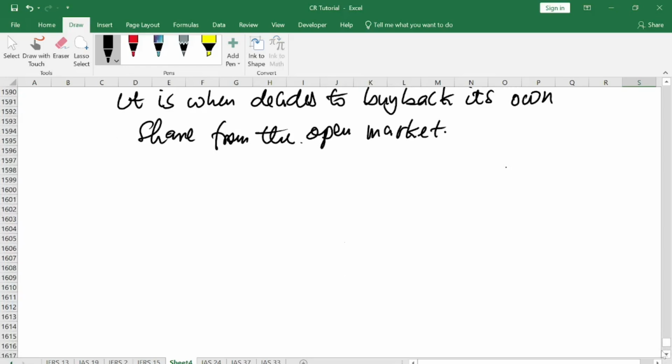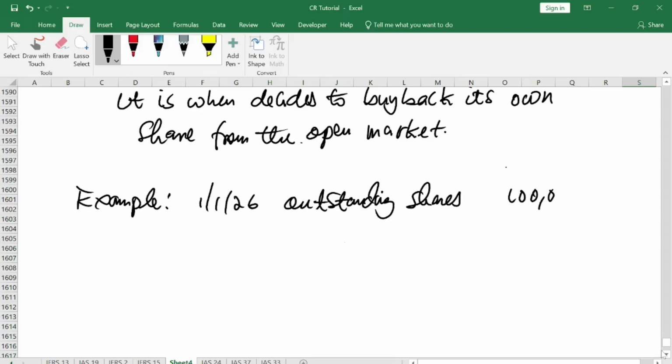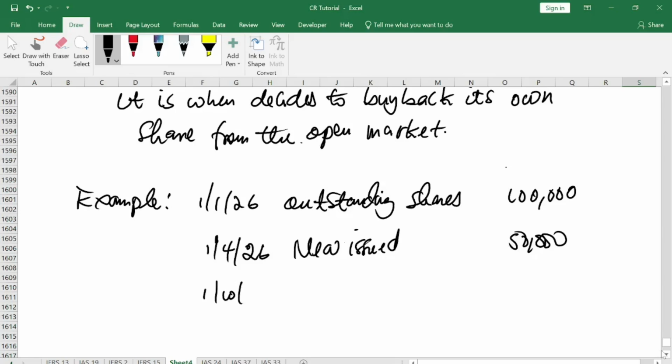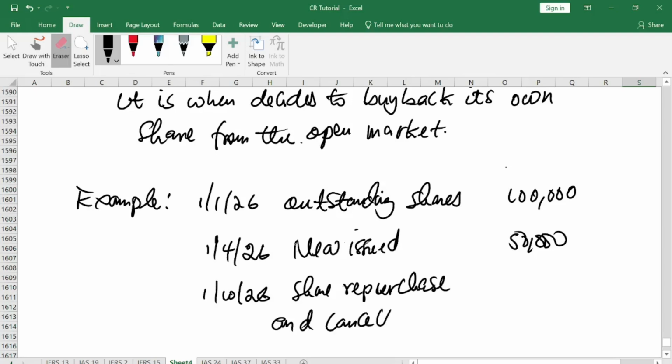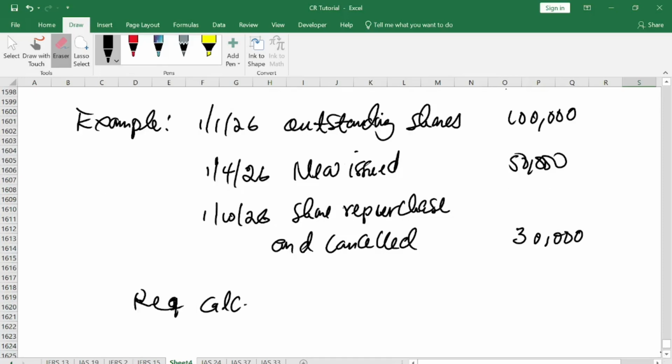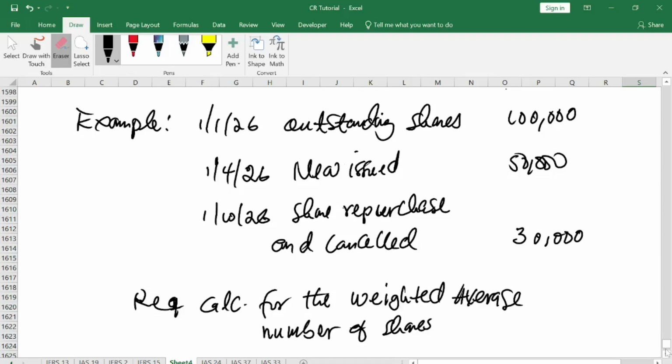So assuming a company on 1st January 2026 has outstanding shares of 100,000, and in April 2026 a new share issue of 50,000, and on 1st October 2026 a share repurchase and cancellation of 30,000. Required: calculate the weighted average number of shares. All right, so you are confronted with something like this. The company has decided to do a share repurchase. So let me show you how share repurchase is done.